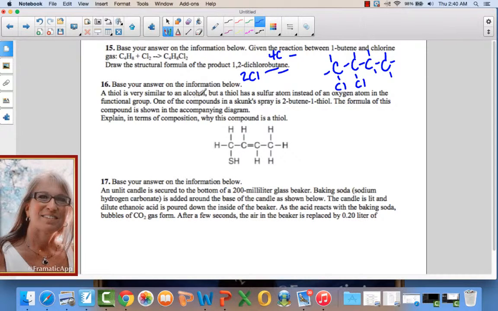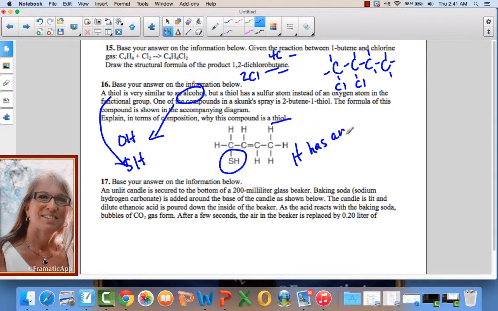Thiol is very similar to an alcohol, but thiol has a sulfur atom instead of an oxygen atom. So alcohol is OH, and thiol has an S instead of an O. So explain in terms of composition why this is a thiol. Well, it's because it has an SH functional group. You could probably just write it as an SH, and you're going to get credit.